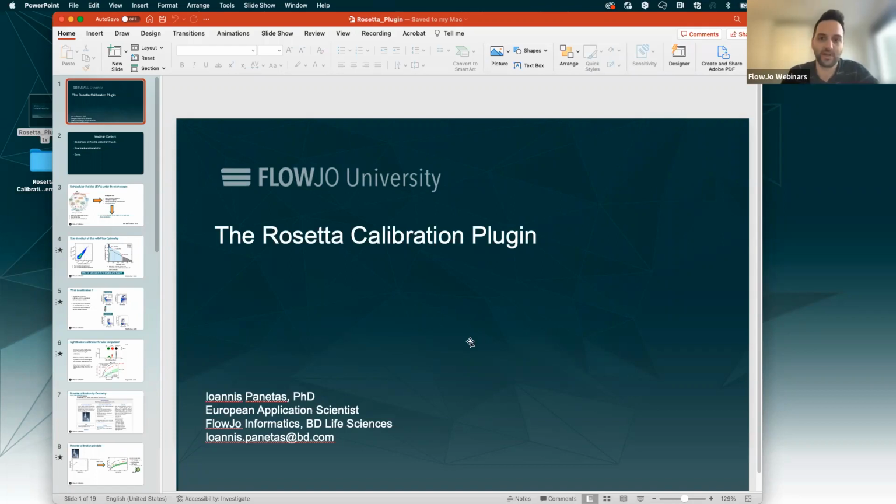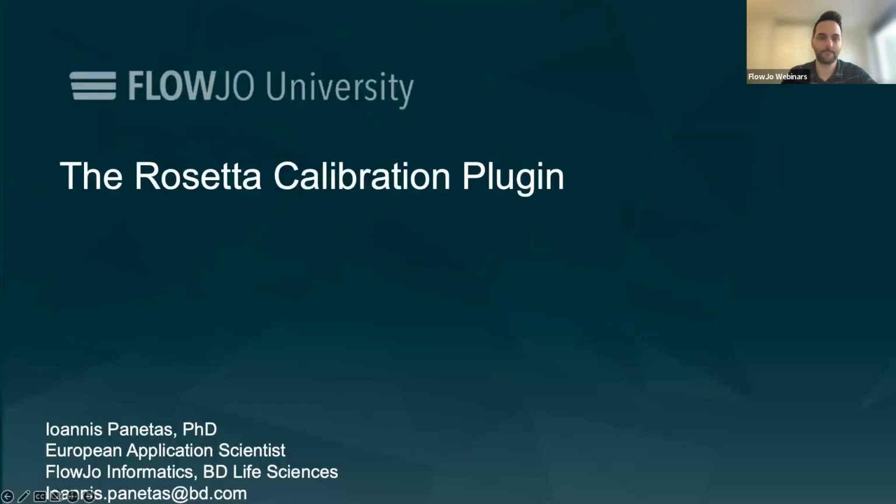The Rosetta calibration plugin is a fresh plugin that you can find in Flojo Exchange. So let me first share my screen here. Okay. There we go. So we're going to be talking about the Rosetta calibration plugin that will basically allow us to define the size range of extracellular vesicles with flow cytometry, or any other particles that we're interested in run with our cytometer.